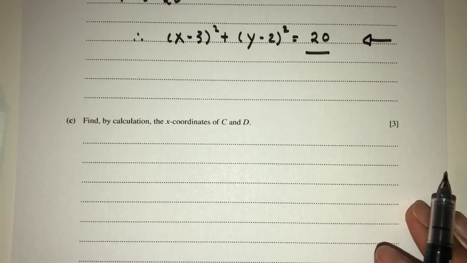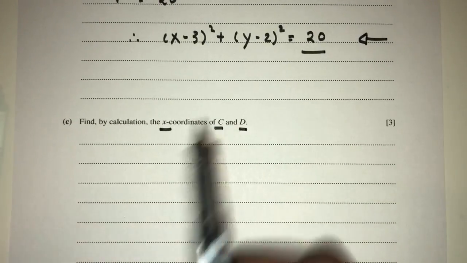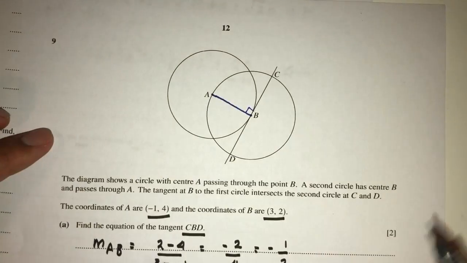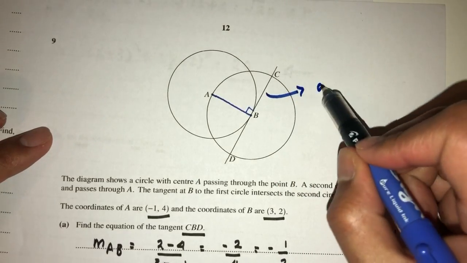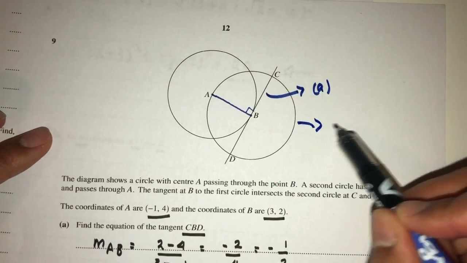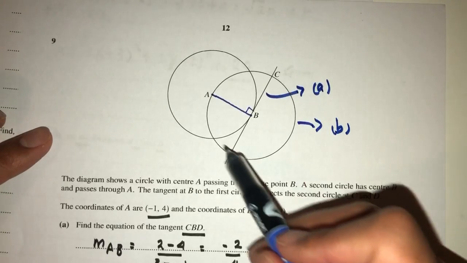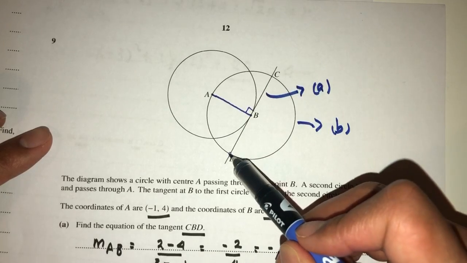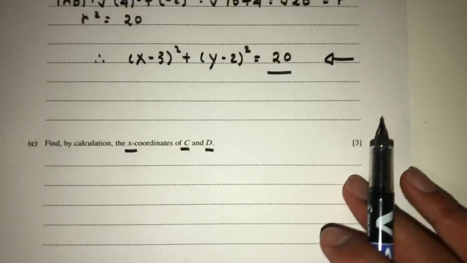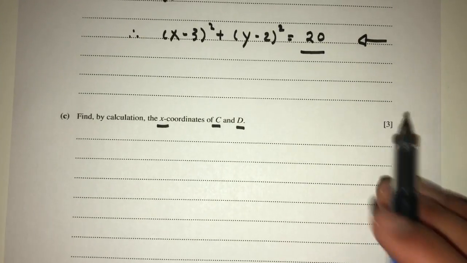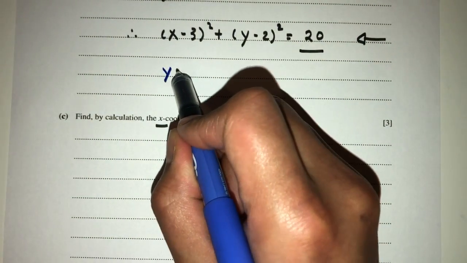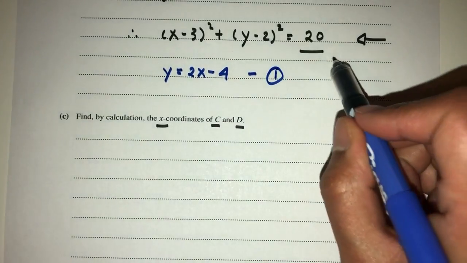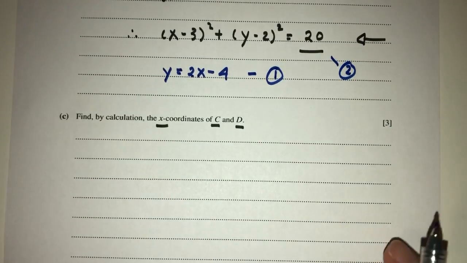Now for part C, we have to find the x coordinates of C and D. Now, where are C and D? Look at this. We know the equation of the tangent from part A, and we know the equation of the circle from part B, but C and D are just the intersection of the circle and the tangent. So let's do that. The equation of the tangent, again, is y equals 2x minus 4. So we take this as 1 and this as 2 and solve simultaneously.